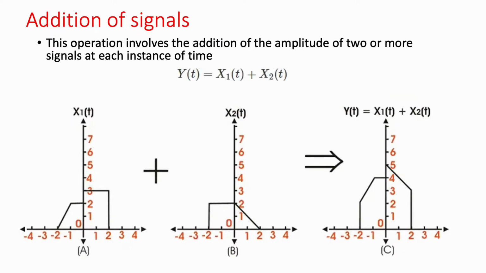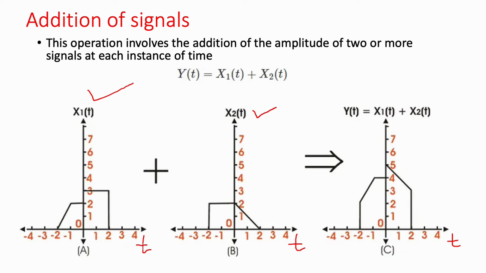So next part is addition of signals. Addition of signal is nothing but we are going to add two signals. This operation involves the addition of the amplitude of two or more signals at each instant of time. So we have to consider t equal to 0, 0.5, 0.6, 0.7, 1, 2, like that. Each and every value of t, you have to see the first signal and the second signal, add the amplitude and mark in the final output. So x1 of t is given, x2 of t is given.